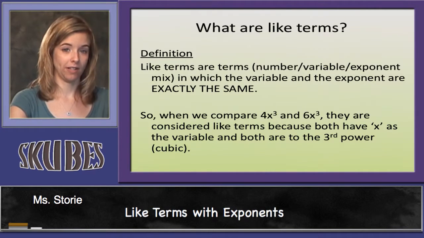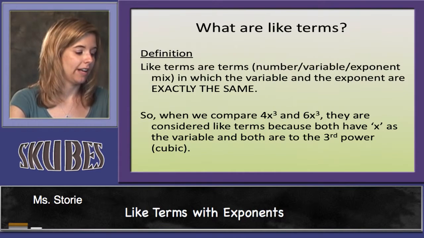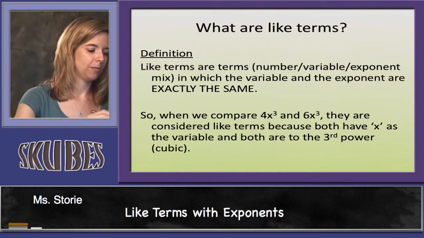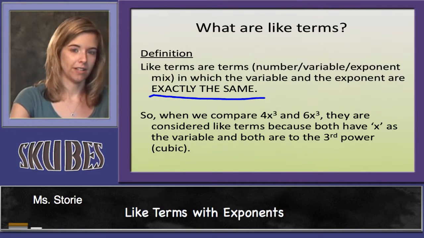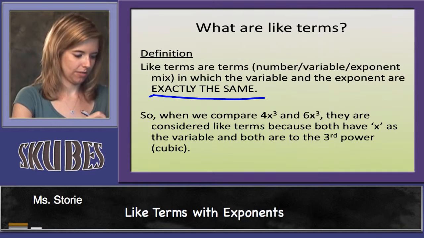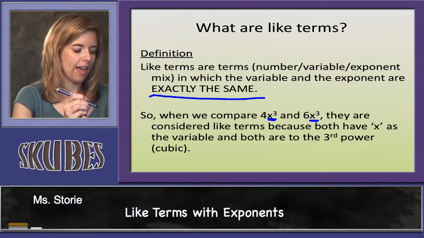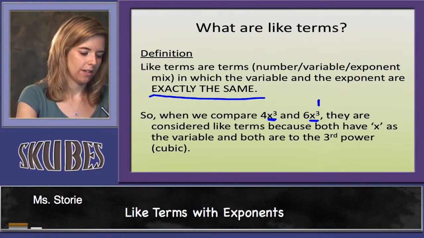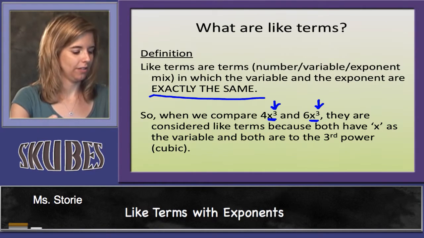First of all, let's talk about what is a like term. Like terms are terms, it could be a number, a variable, an exponent mix, in which the variable and the exponent are exactly the same, and that's the important part right there. So when we compare 4x cubed and 6x cubed, they're considered like terms because both have x's. So you've got your x there and your x there, and both are to the third power. Notice how your exponents match exactly. So those would be considered like terms.